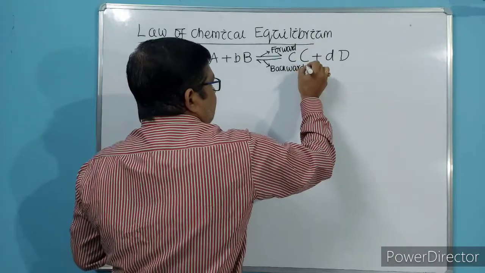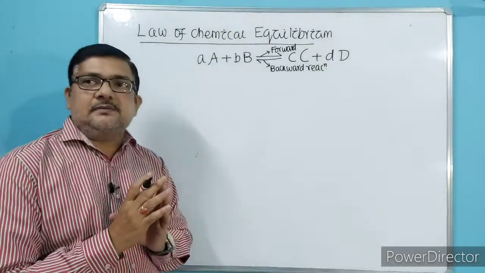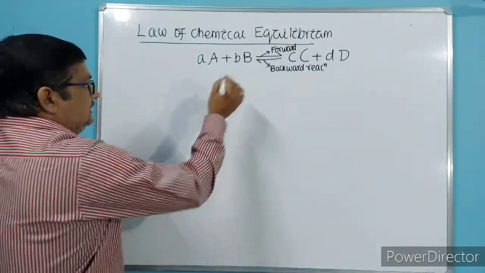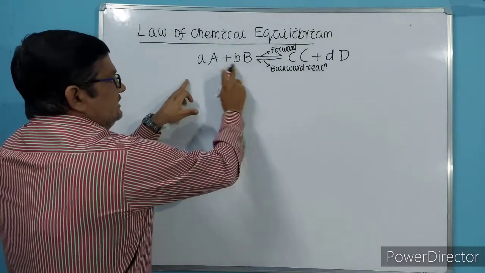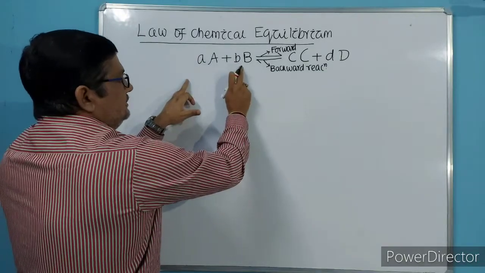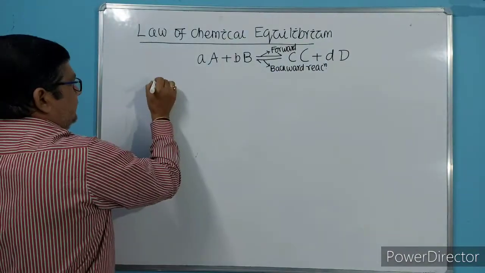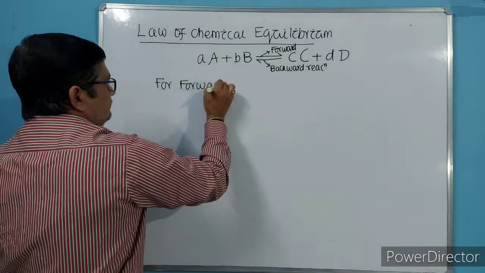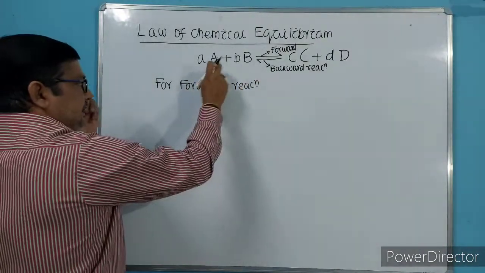I have already told you that equilibrium is only possible for a reversible reaction. For a reversible chemical reaction, equilibrium is possible. Okay. So for the forward direction, what are the reactants? A and B are the reactants. a moles of reactant A and b moles of reactant B are producing the product. So for the forward reaction, the reactants are A and B.